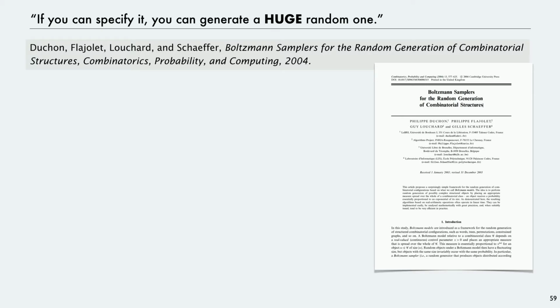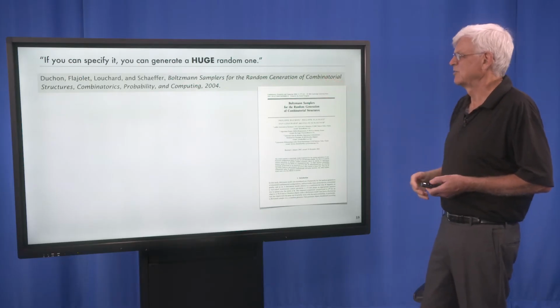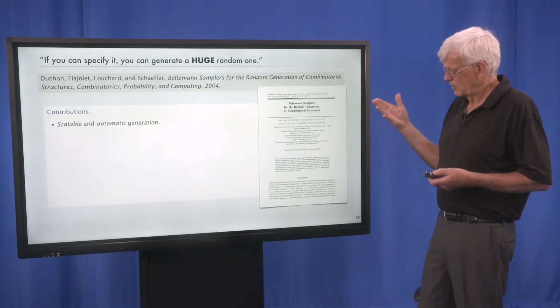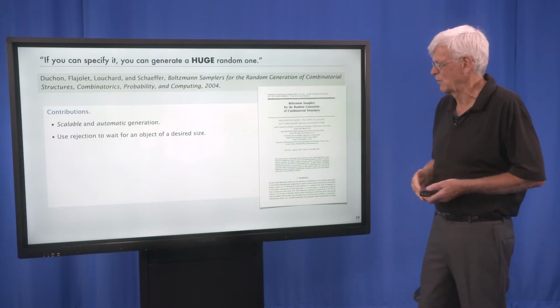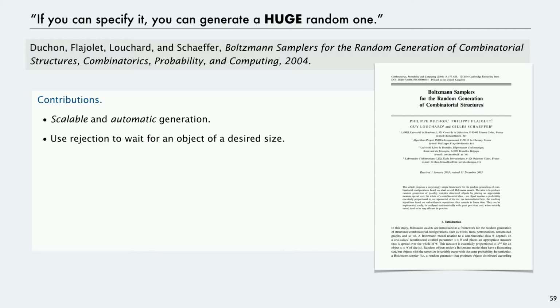This approach was laid out in another very important paper by Duchon, Flajolet, Louchard, and Schaeffer called Boltzmann Samplers for the Random Generation of Combinatorial Structures in CPC 2004. The fundamental idea of this paper was we could get automatic generation and scalable, so we can get huge structures if we want. What we do is use rejection to wait for an object of desired size, since the size of the object is a random variable. We use anticipated rejection to make sure we don't get huge objects.